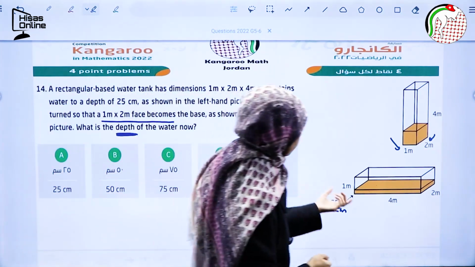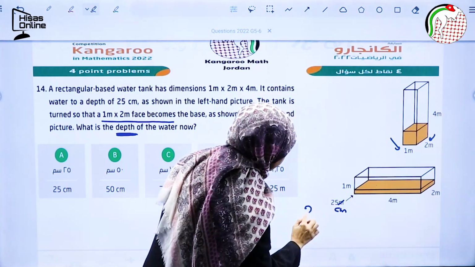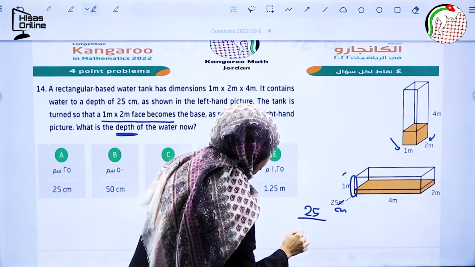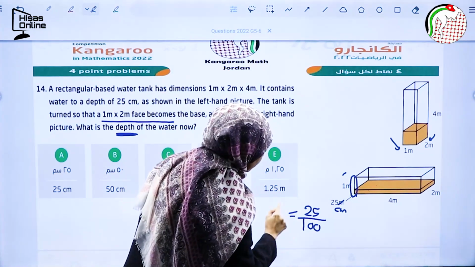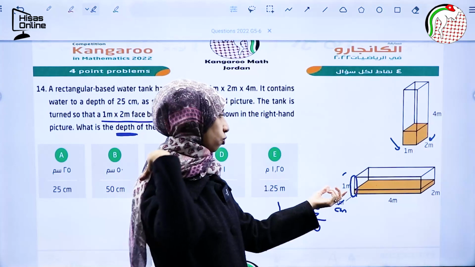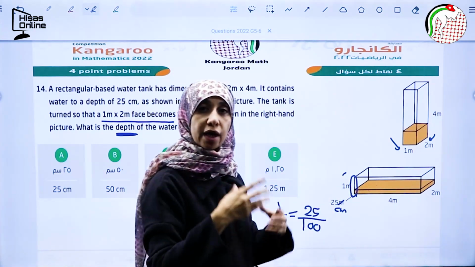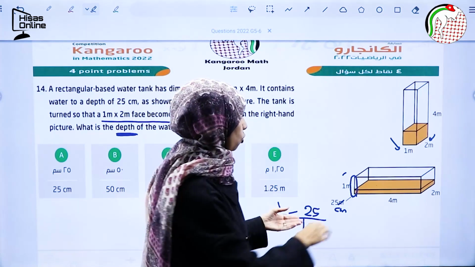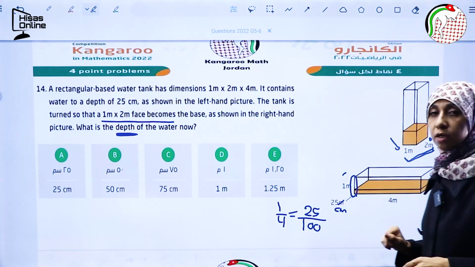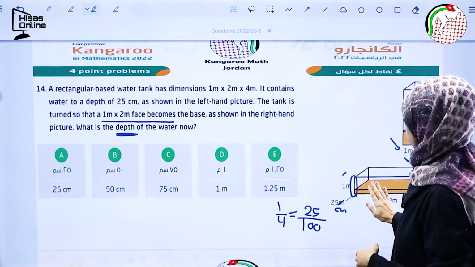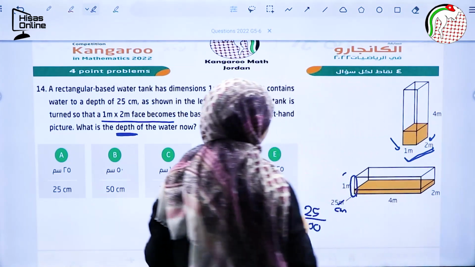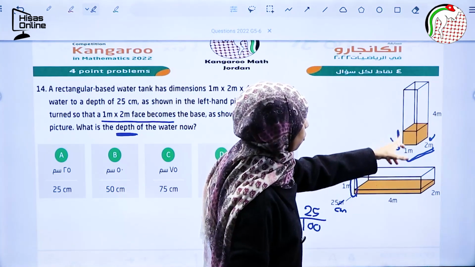So first of all, since this is 25 centimeters compared to the total depth or height of this shape, divided by 100, that makes a quarter. So the amount of water filled here is a quarter of the total volume of that tank. So when we turn the tank using the base of 1 times 2 here, that doesn't make any difference and the volume of the water will stay the same. So what we have to do is find how much the depth of the water would be here.